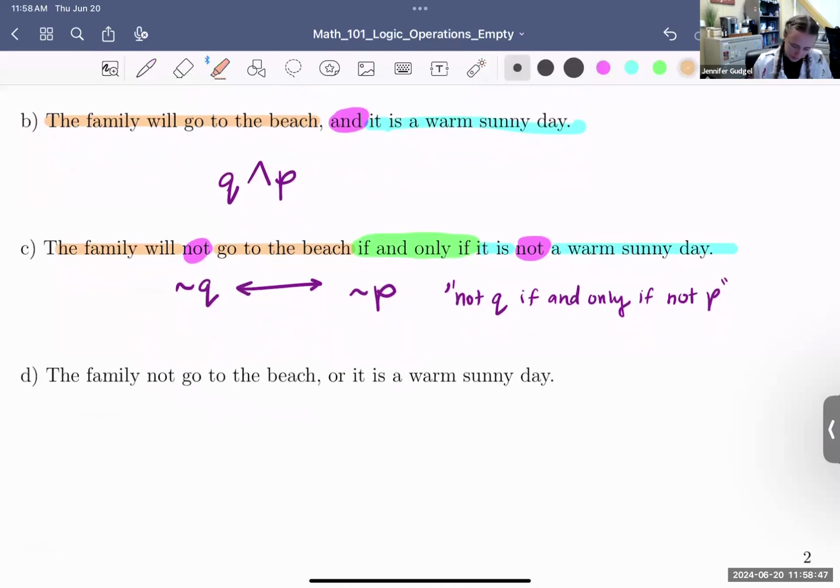The family will not go to the beach. Hopefully I will edit that so that your page already has the will there. Will not go to the beach, or it is a warm, sunny day. So we have a negation there, we have the word or, and we have the regular, it is a warm, sunny day. So not Q or P is going to be that last one.